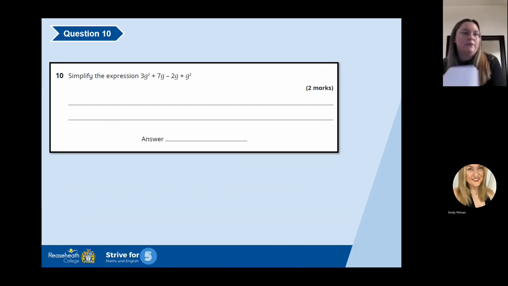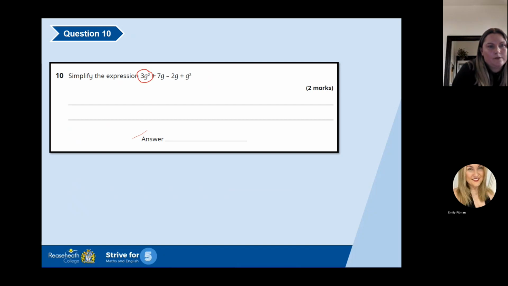Okay, simplify the expression 3g squared plus 7g minus 2g plus g squared. That's a bit of a mouthful, that one. So what I like to do with this is either draw circles and squares around the like terms or use a highlighter. So I'm going to do circles and squares today.